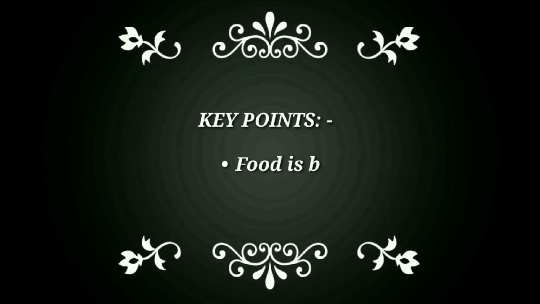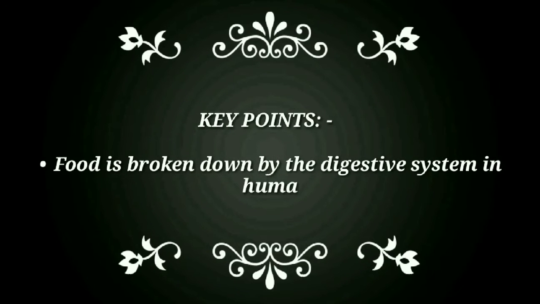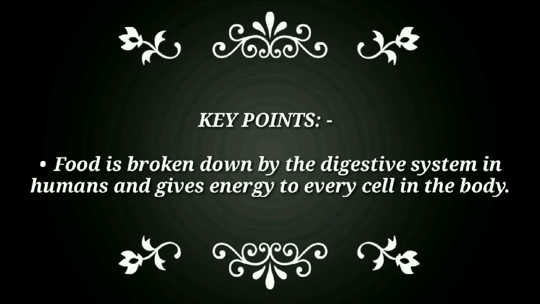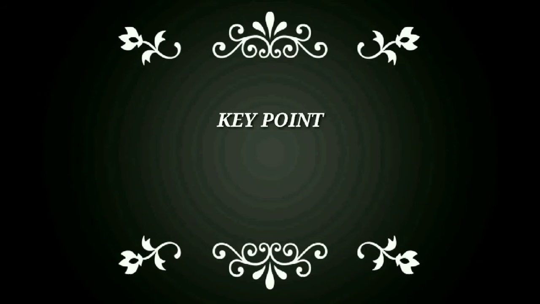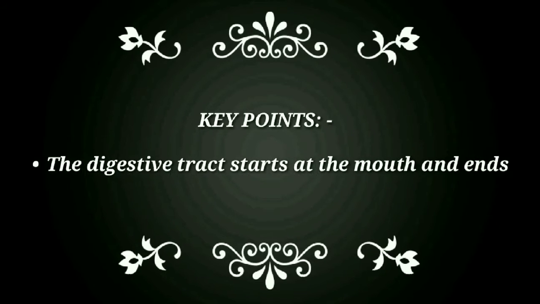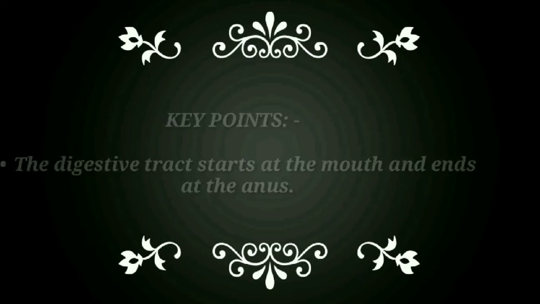Number 4. Food is broken down by the digestive system in humans and gives energy to every cell in the body. Number 5. The digestive tract starts at the mouth and ends at the anus.